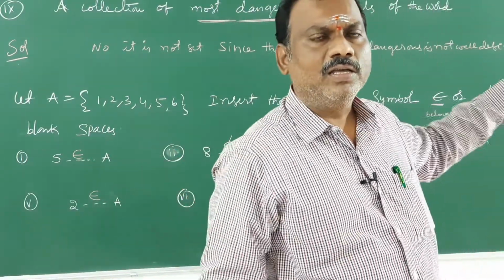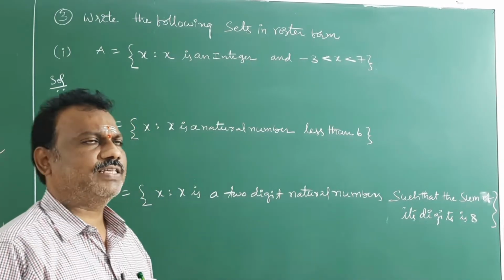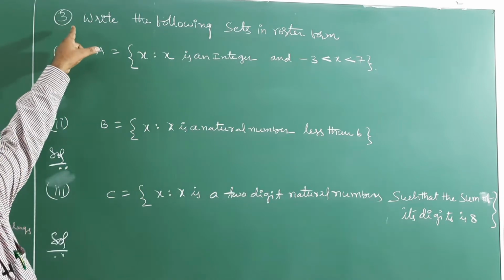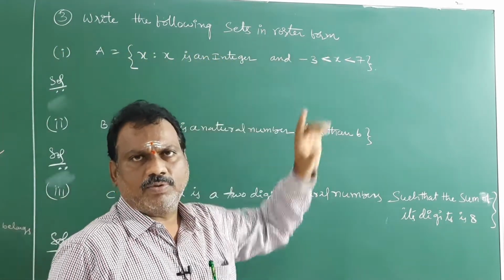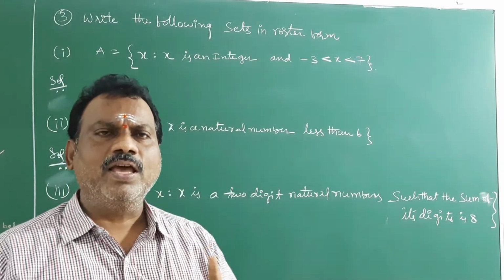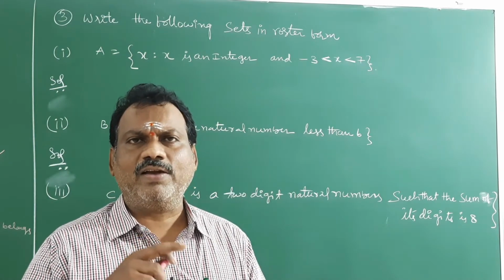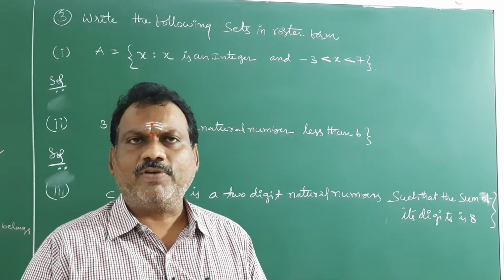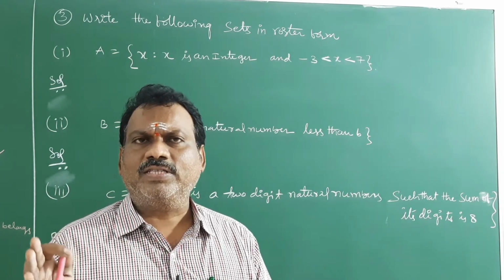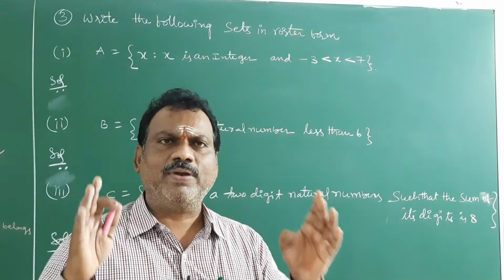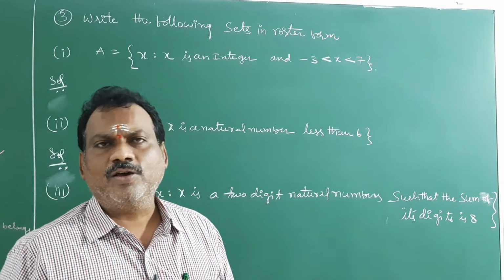Now we will come to the third Roman. Listen here. Right students, next one is the third Roman. Write the following sets in roster form. I told at the beginning itself, sets are represented in two forms. One is roster form, the second one is set builder form. What is meant by roster form? The elements are listed by using commas and enclosed with curly braces, which is called roster form.